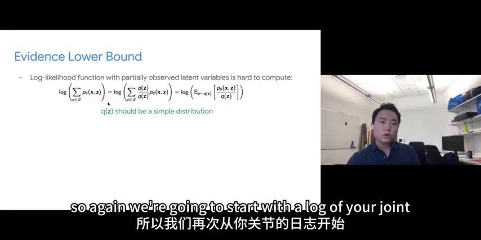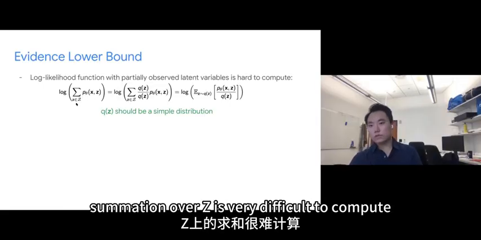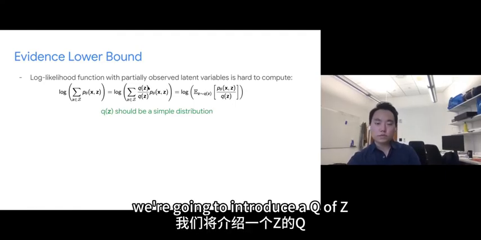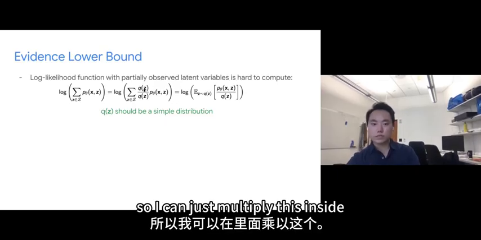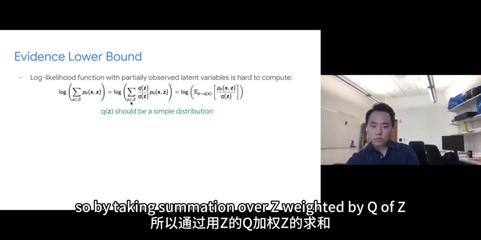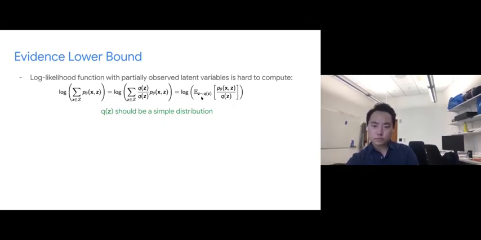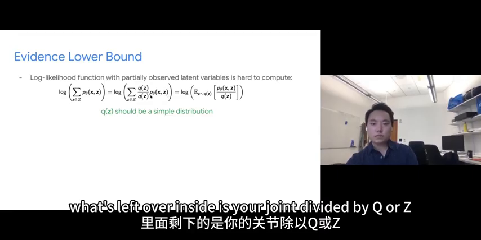So here's what we can do. Again, we're going to start with a log of your joint. We know that this summation over Z is very difficult to compute. So instead, what we're going to do is introduce a Q of Z at the top and Q of Z at the bottom. So these will cancel to 1, so I can just multiply this inside. Why is this useful? By taking a summation over Z weighted by Q of Z, that basically converts to an expectation over Z. Expectation over Z of what? What's left inside is your joint divided by Q of Z.